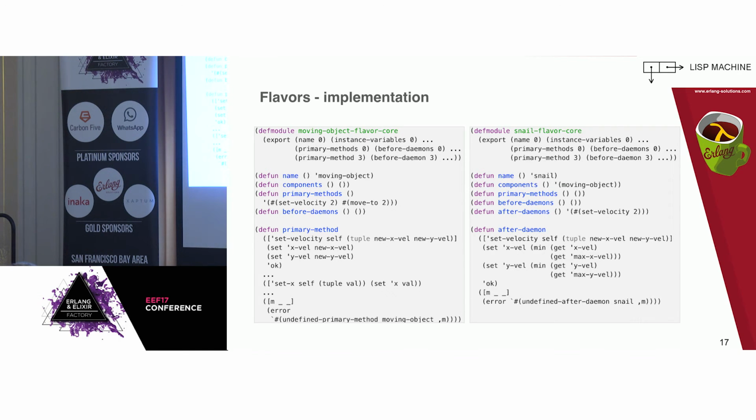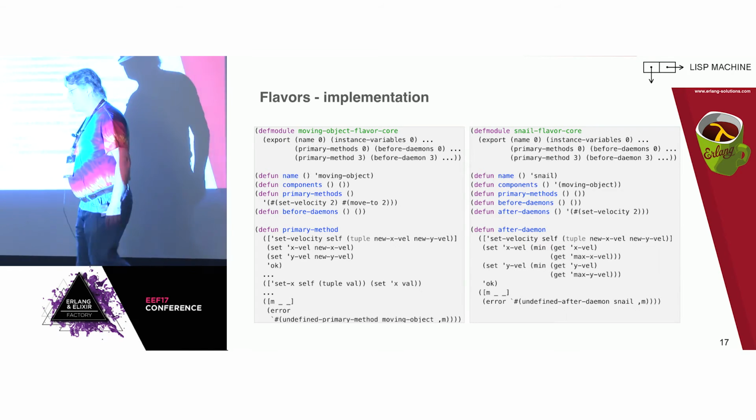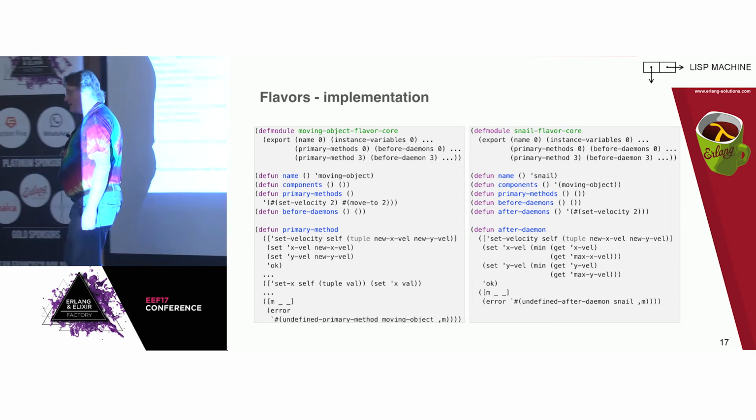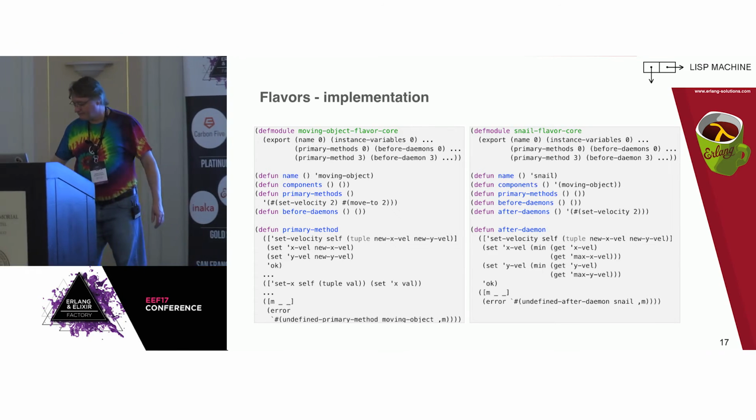It's a snail. It has moving objects as components. We see there are no primary methods, no before daemons. There's one after daemon, and here is the after daemon function for defining after daemons. Right? This is basically all it contains. There are more information functions here for getting information out of it. So this I can compile up at compile time.